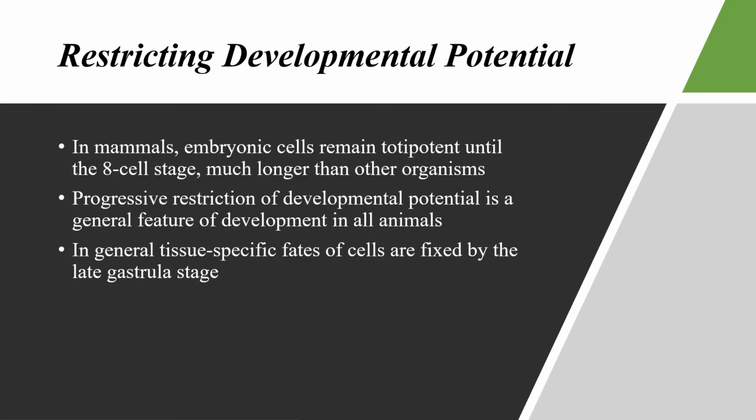So, in mammals, embryonic cells remain totipotent until the 8th cell stage, much longer than the other organisms. Again, when you say totipotent, it has the possibility of developing into different types of cells. Progressive restriction of the developmental potential is a general feature of the development in all animals. And in general, tissue-specific fates of cells are fixed by the late gastrula stage. Okay?